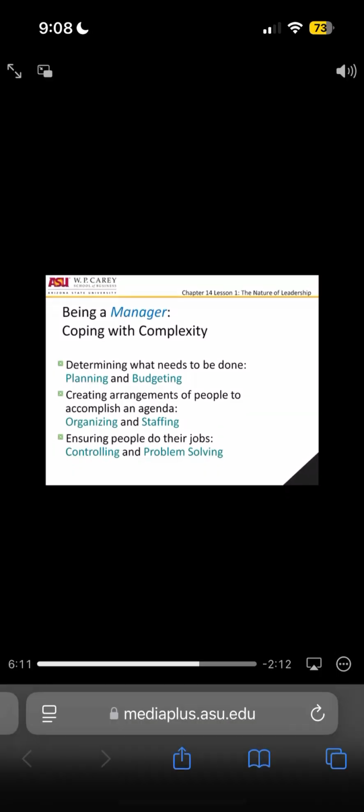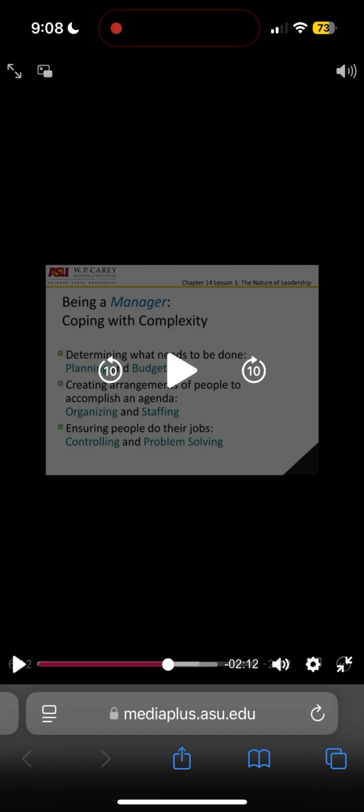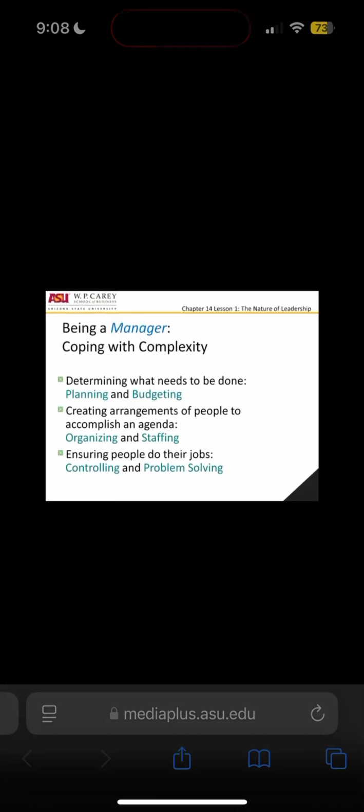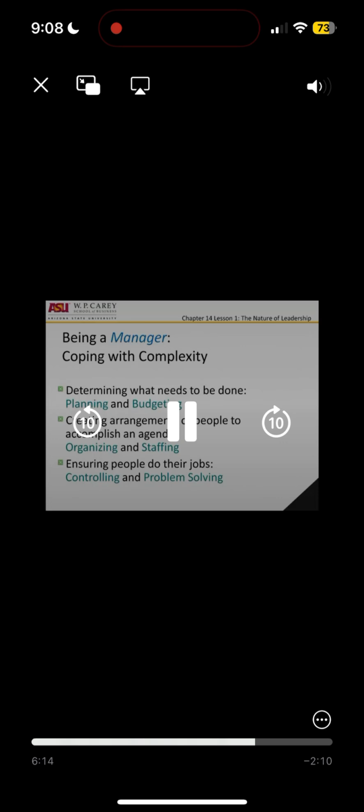Okay, we talked about managers coping with complexity. Here are some examples of some of the complexity that managers will cope with. In determining what needs to be done, managers plan and budget. So budget could be budgeting your people, your equipment, or your money. Planning is, again, figuring out in the future what you want to do, where you're going to go and do it. So those two certainly relate to each other.